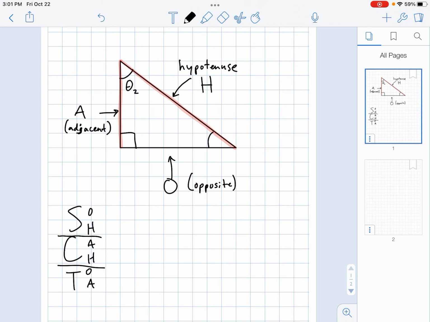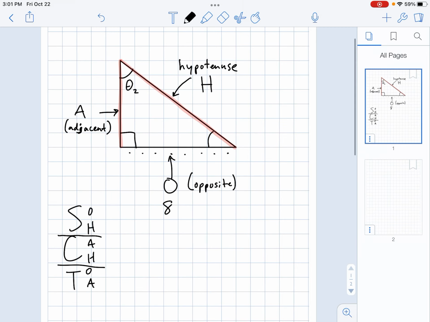I'm going to count the squares across the bottom, and this is 8 units long. So the opposite length is 8 units. The adjacent side is 6 units. And the hypotenuse is 10. Sometimes you'll know all three sides, sometimes you won't. We can use any two side lengths in a right triangle to solve for the angle.